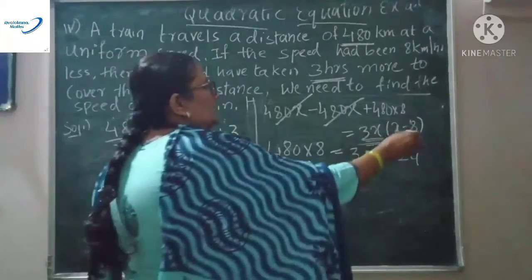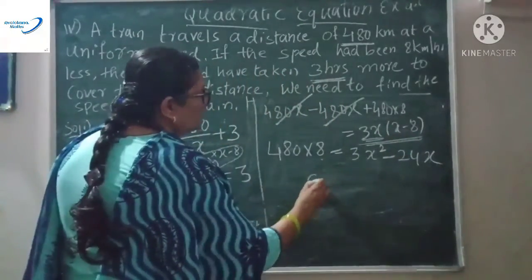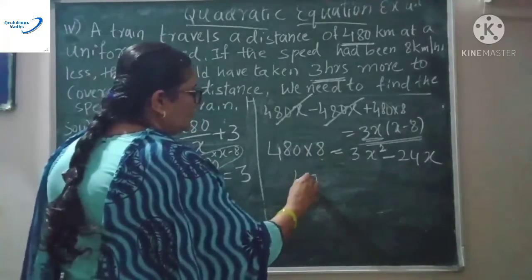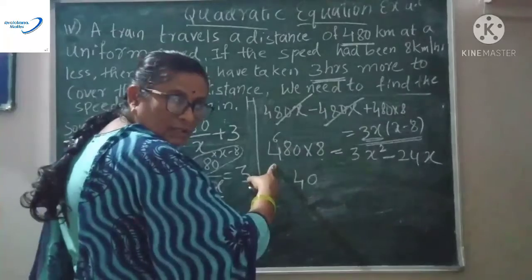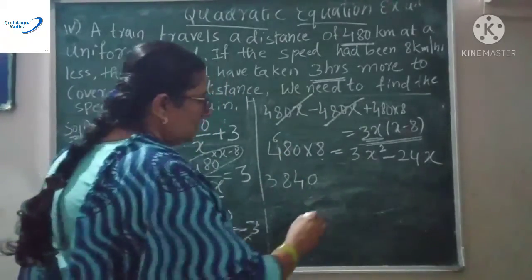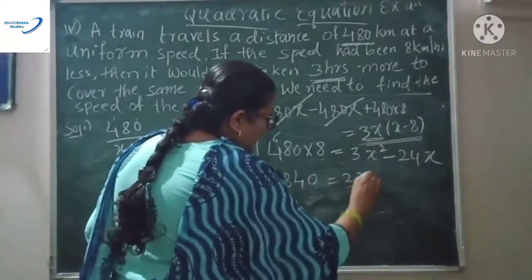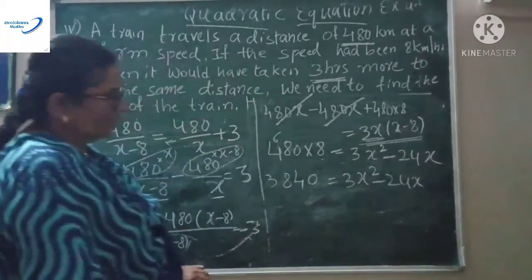Now look at this. Three eights are 24x. Now listen, 480 into 8: 8 zeros are 0, 8 eights are 64, carry 6, 8 fours are 32, 32 plus 6 is 38, so 3840. This is equal to 3x square minus 24x. Now this is the solution.